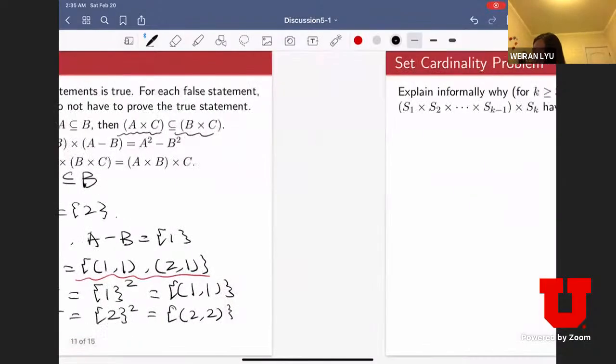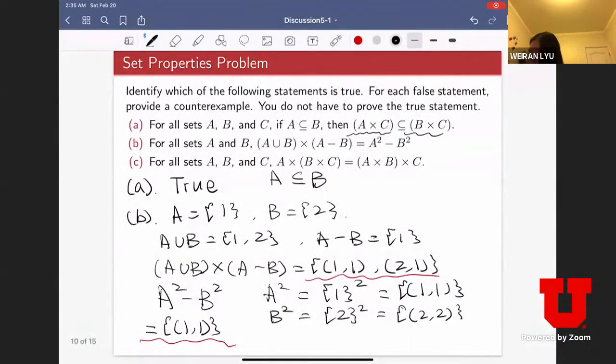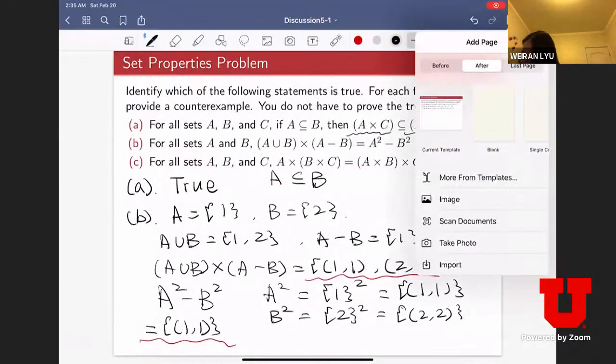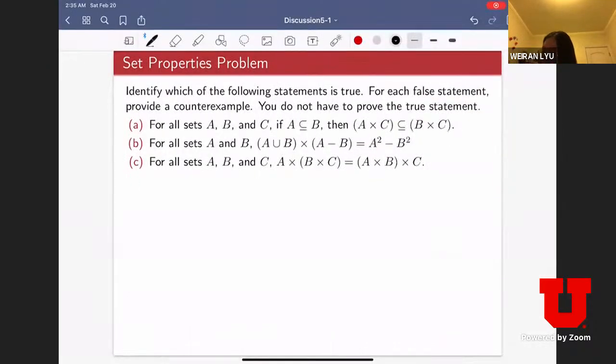Okay, similar steps for part C. This one is also false. If you set A as 1, B as 2, and C as 3, you will still find that these two are not equal. So commutativity does not actually work in the Cartesian product.